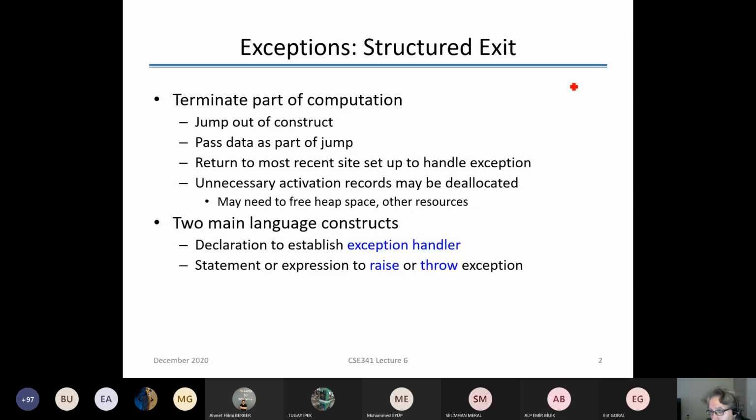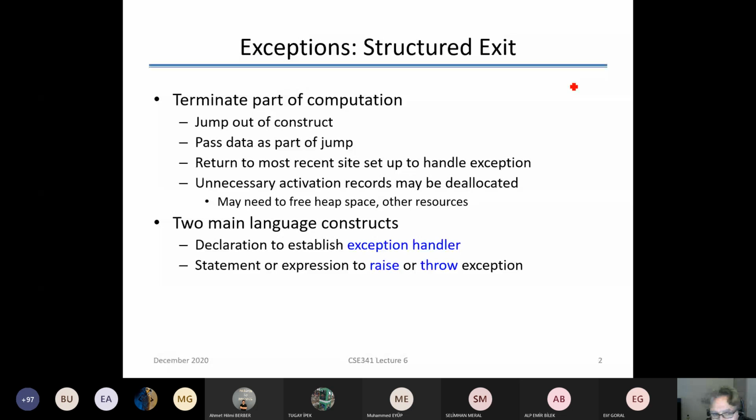The unifying concepts around exceptions is that there are two main constructs that languages are using. One is called exception handler. This is a declaration to establish these exception handlers. So how do you declare to establish the code that handles that particular exception or a set of exceptions? These are called exception handlers. And the second construct is a set of statements or expressions to raise or throw exceptions.